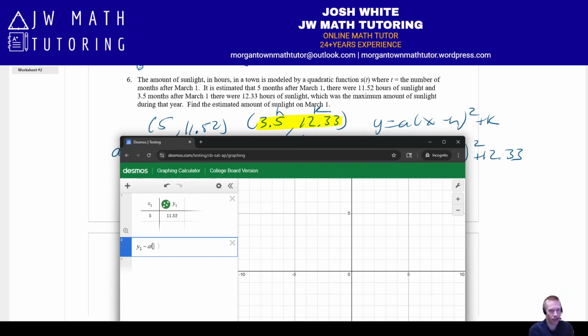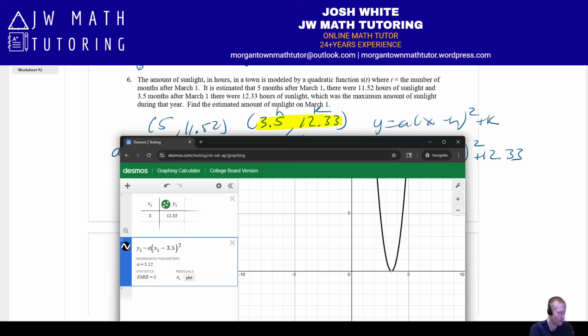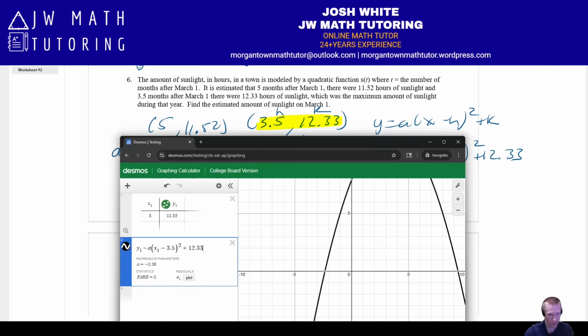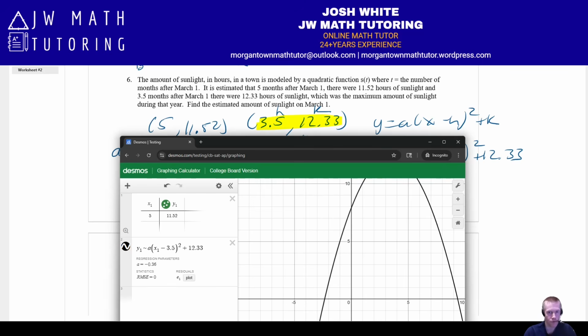Then I'm going to do a regression for a quadratic function in vertex form. And now here is where you do have to enter the values for h and k, meaning here's where I would replace the h with 3.5 and I would replace the k with 12.33. The advantage to doing this is now, for March 1st, since you want the y-intercept, you can just easily go right here and click, and you can just see, oh, it's 7.92, and that's it, and you're done.